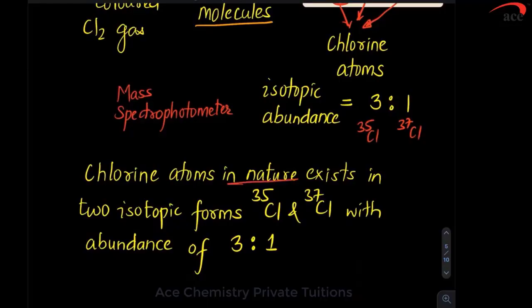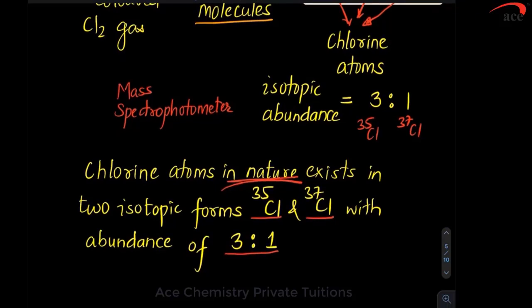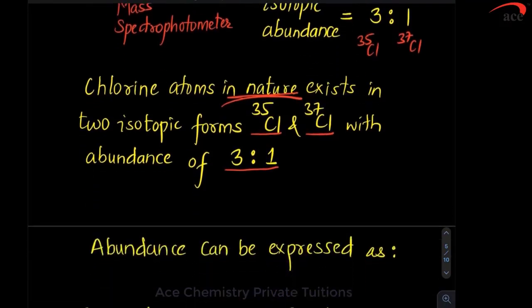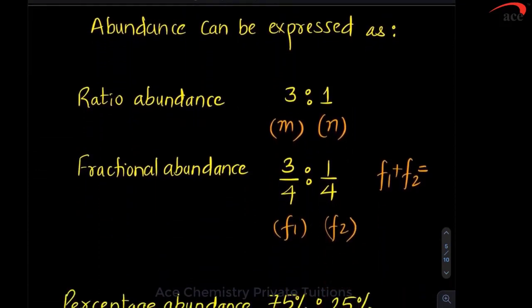So chlorine atoms in nature exist as isotopes 35 and 37 with an abundance of 3:1. It is natural abundance. Human beings do not participate or are not responsible for such abundance of elements. And for your information, all the elements of the periodic table have isotopes. That means such abundance exists for all.